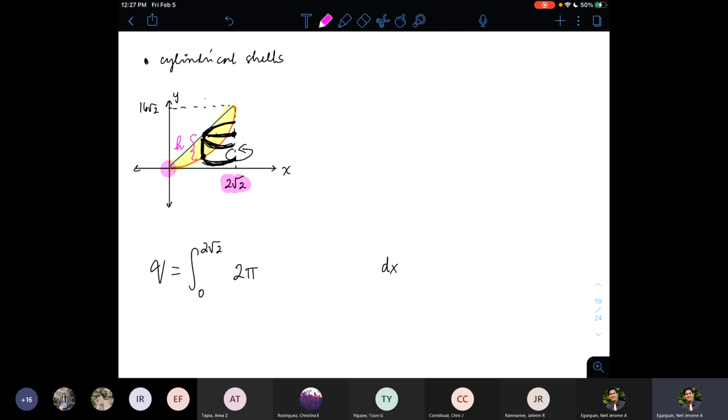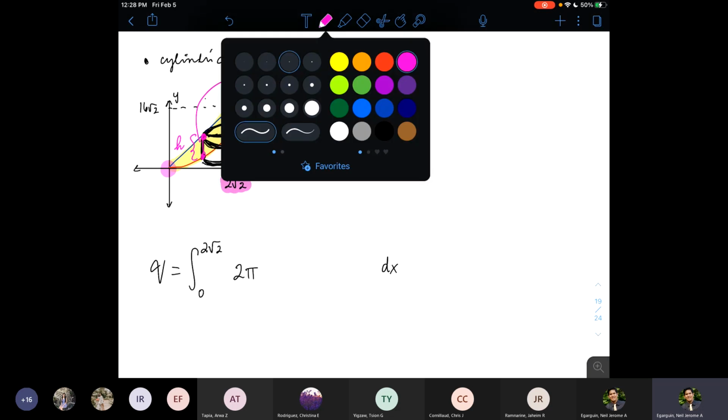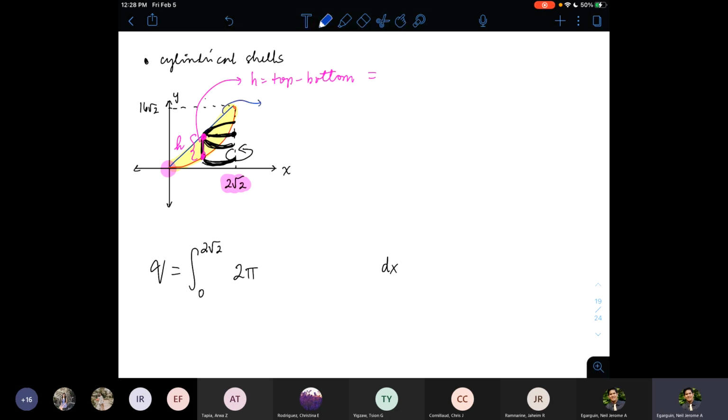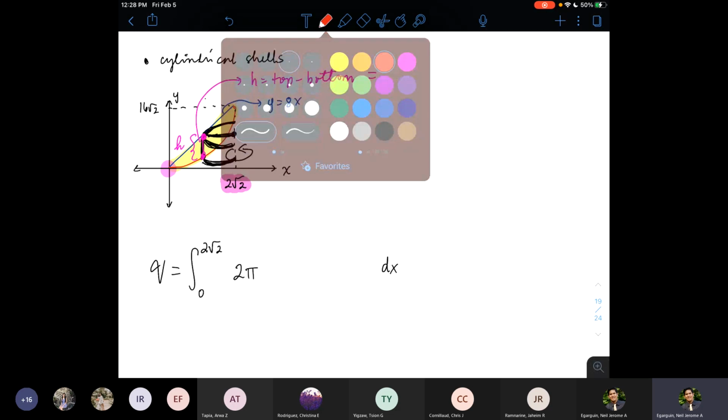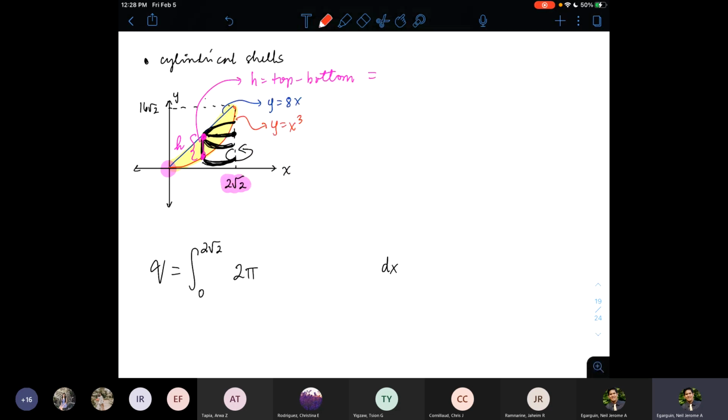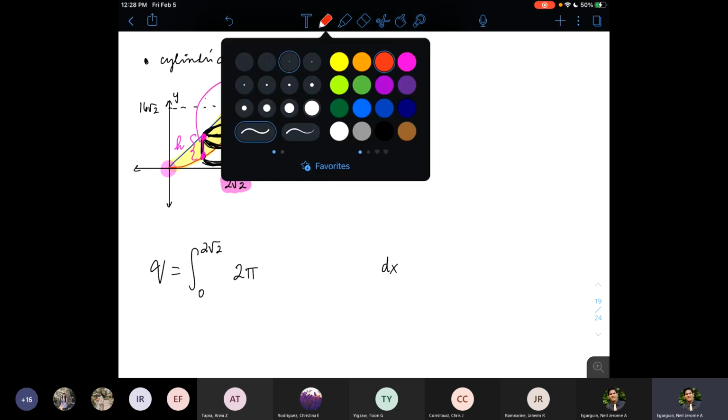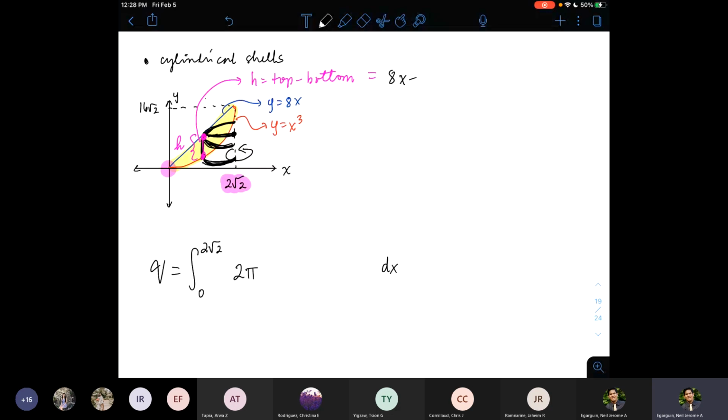But if you notice, the height is simply the length of the vertical strip, right? So the height would be top minus bottom. Remember the top function is, well, I should have copied it earlier. But anyway, the blue line is y equals 8x. The red line is y equals x cubed. So top minus bottom. So that's going to be 8x minus x cubed, right? And that's the height of our cylindrical shells.